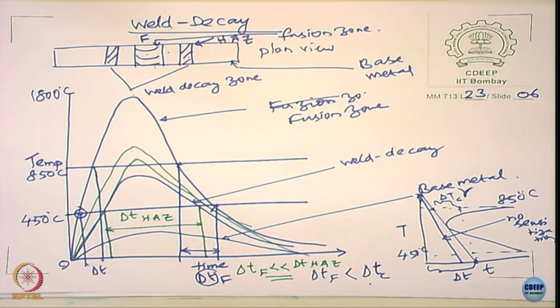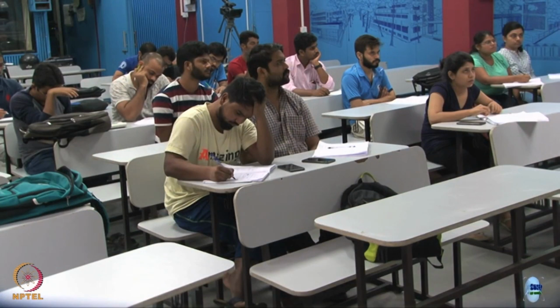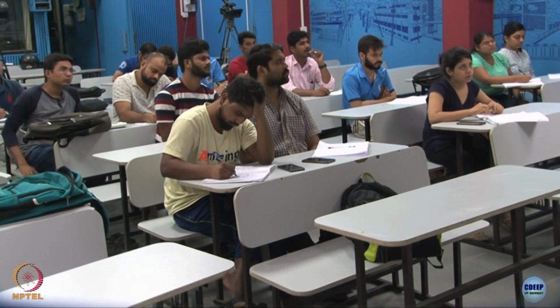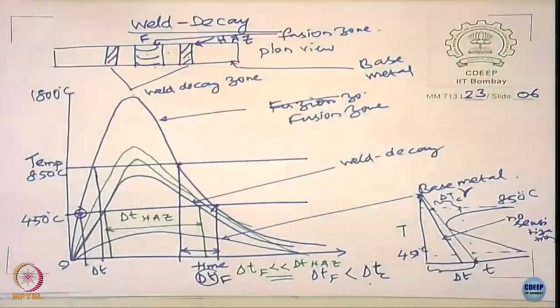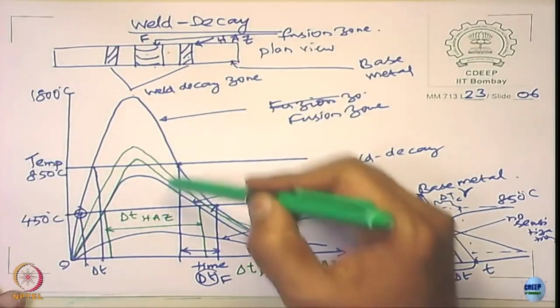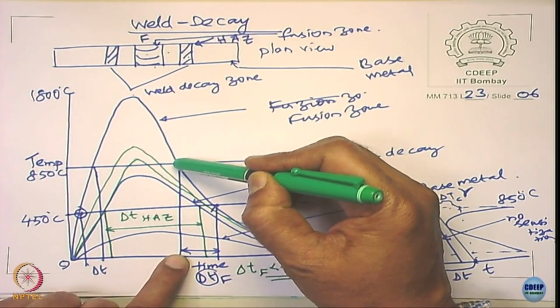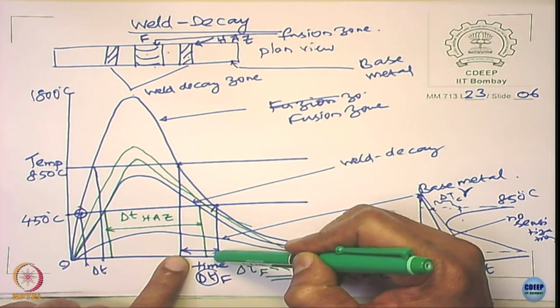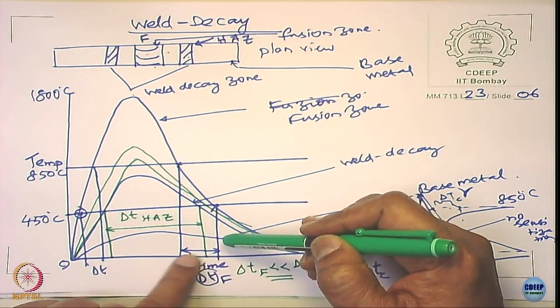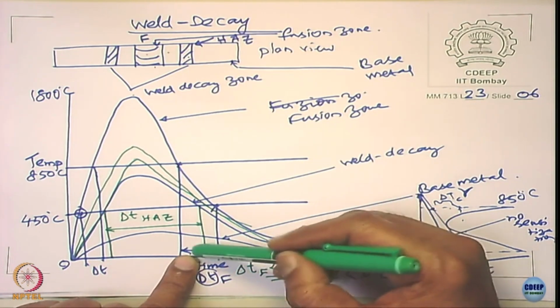How, when the delta TF is smaller than delta TC, then the sensitization does not occur. If delta TF is smaller than delta T critical, yes, it does not occur. But why does it occur in the heat-affected zone, delta THZ? You see here, the fusion zone starts from here and ends here. This is the delta T of the fusion zone, right? And generally this time is very small, right?